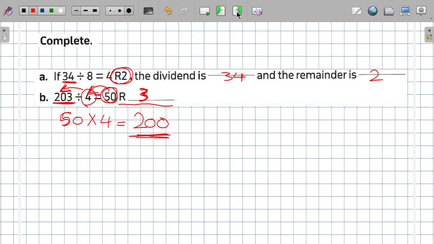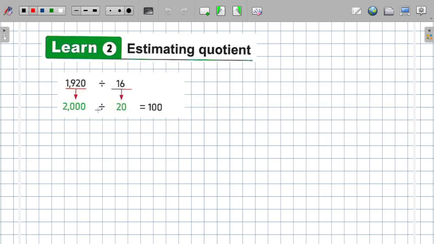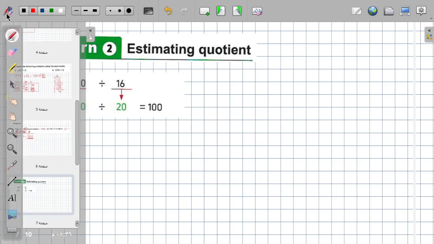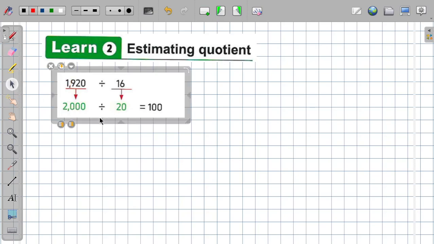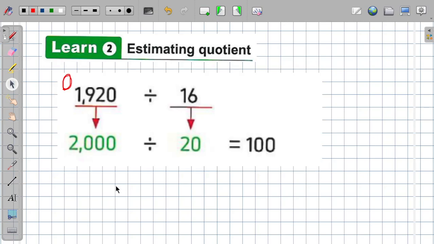Okay? Let's try another one. But first, I wanted to know what the estimation of the division is. If I want to estimate the quotient of any division operation, what can I do? First, I will round every number to the nearest place value, or the first place value here.